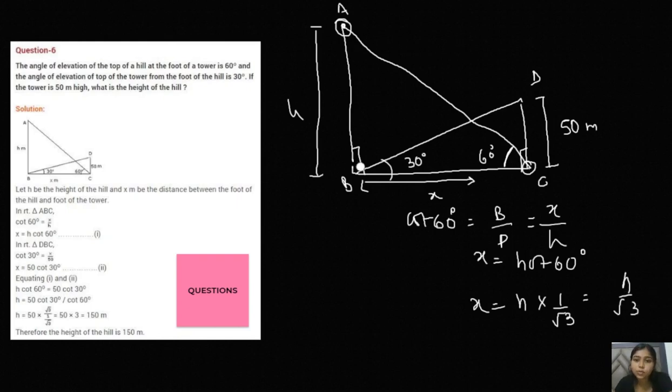Okay, now let's move ahead with this. In triangle DBC, cot 30 will be equal to, this is your base and this is your perpendicular, so x by 50.